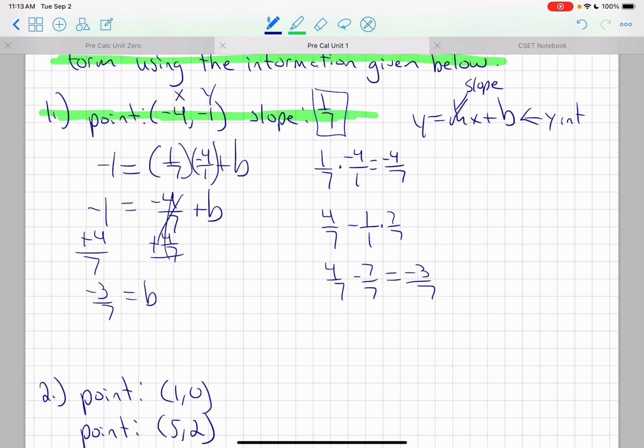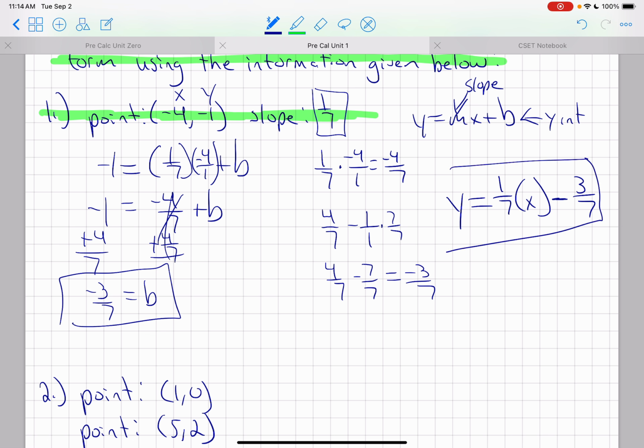All right, so now I'm in good shape. What do I got to do with this? y equals m, the slope, 1/7, x plus b. So in this case, b is -3/7. There is my final answer. Hopefully you got the same thing.